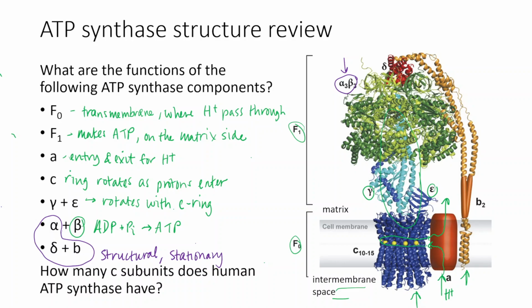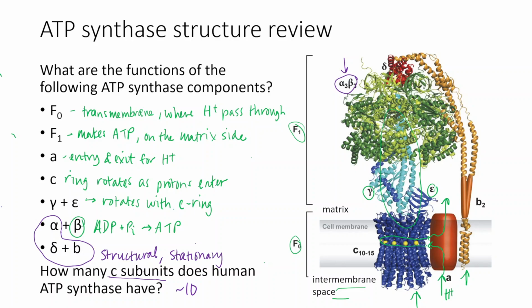So the question you might have is, how many C subunits do you have? How many protons do you need to make 1 complete turn of that C ring if every subunit accepts 1 proton? So how many C subunits do we have? 10. Yeah.